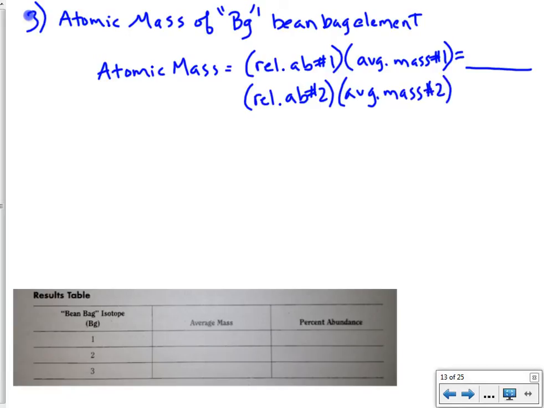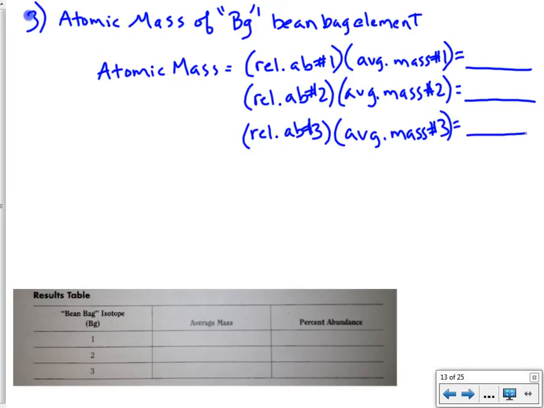And you can just substitute in the numbers. You don't necessarily have to write in all of these things in parentheses. I'm just giving you reference points of where you should be going to get these numbers. So relative abundance of number 3 times the average mass of number 3, and you'll get some number. You will then add those 3 numbers together, and that will be the average atomic mass. Now this mass unit is in grams, so please make sure that you record that unit.